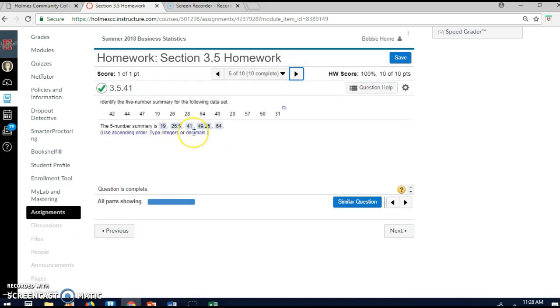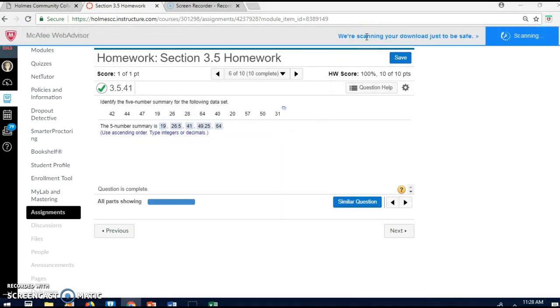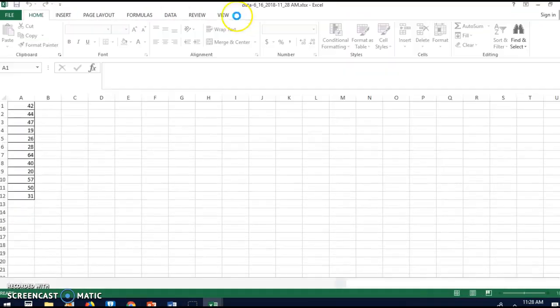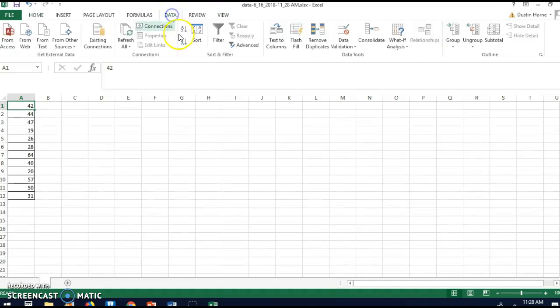Number 6, the 5-number summary. You can do this in Excel. This is your smallest number, this is your largest number, and then this is your first, second, and third quartile. So you could do this in Excel again, just fine, put it in order. That's all the 5-number summary is.